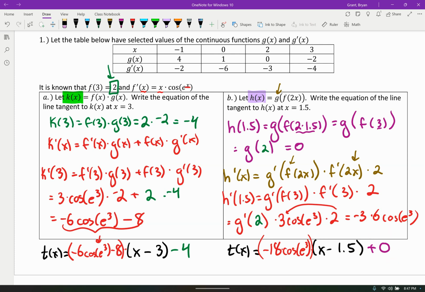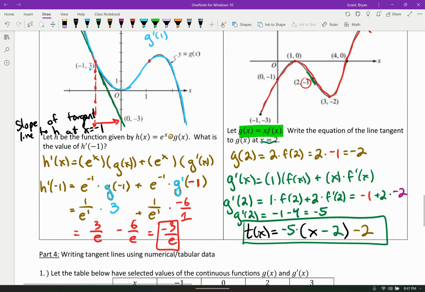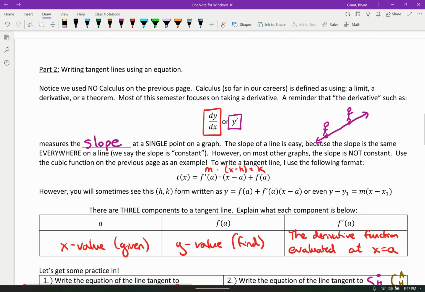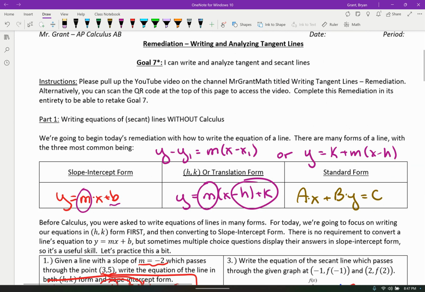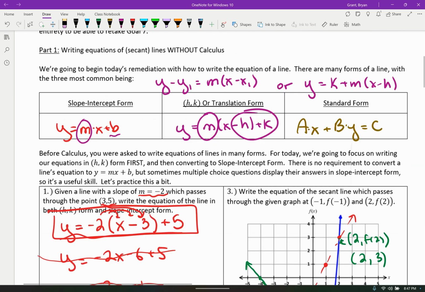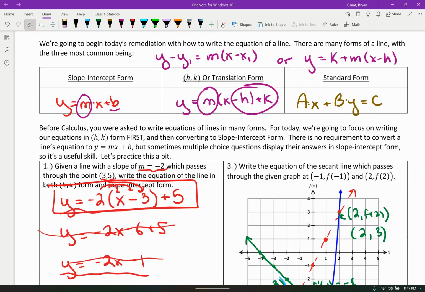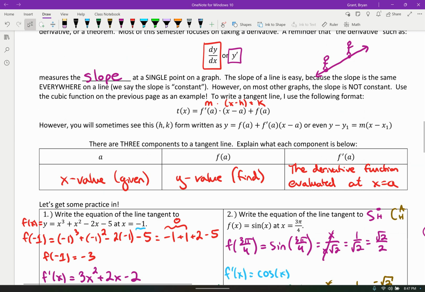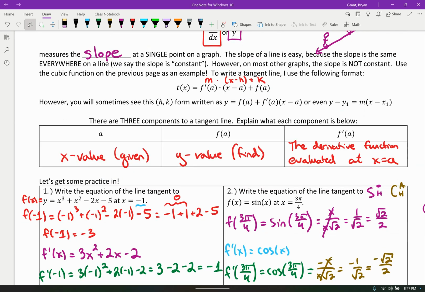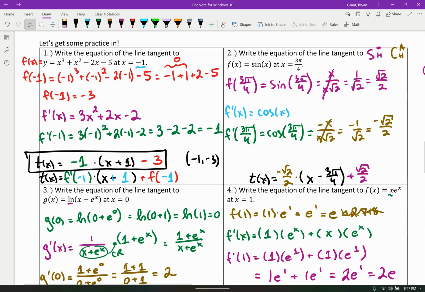So this is your either reminder or actual deep dive into learning what a tangent line is and how to write them. So hopefully you're feeling a lot more confident on this, and either this is going to make your next test easier, or maybe you're here because you need to retake a test and you're ready to crush it.